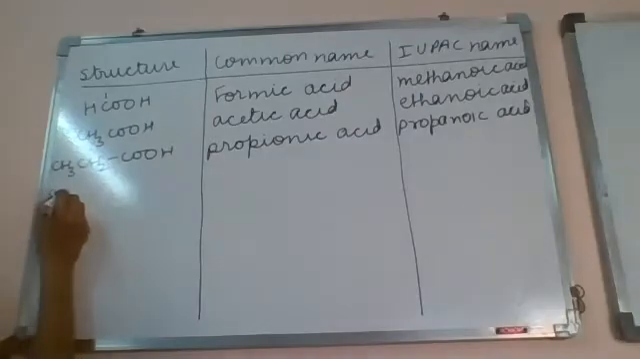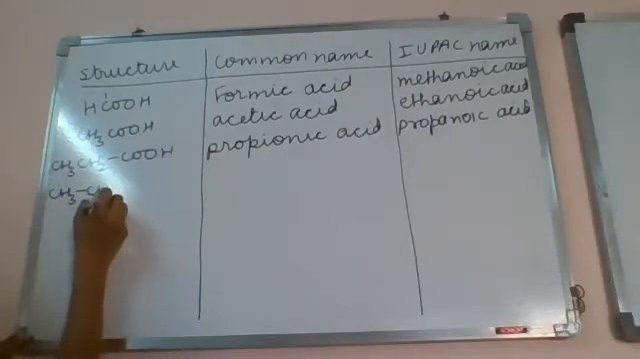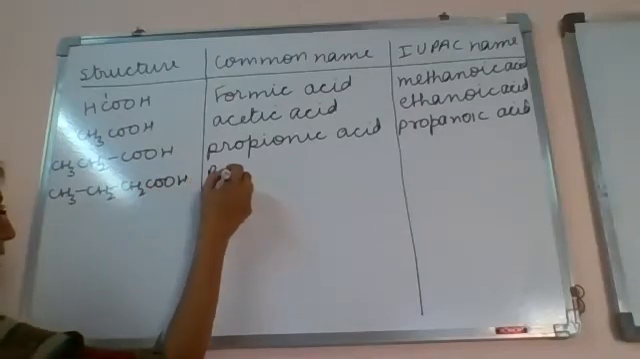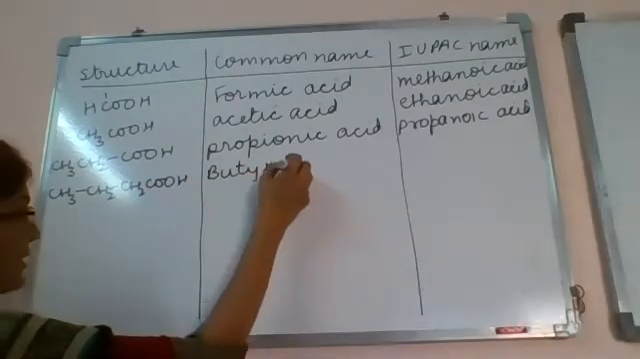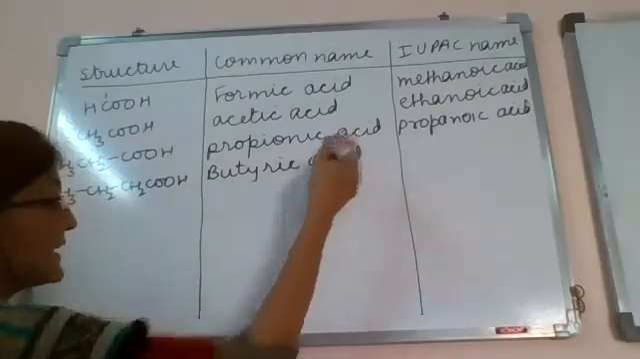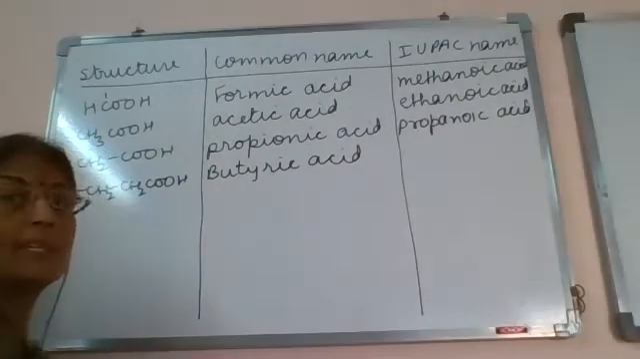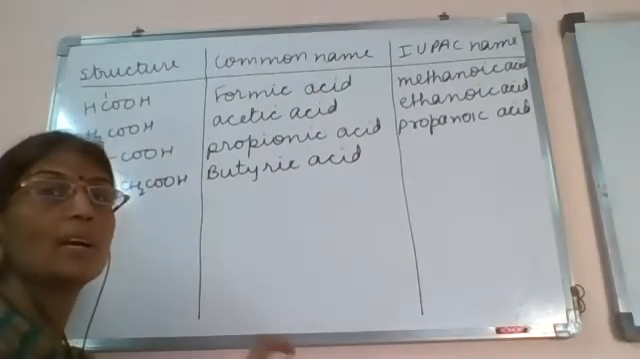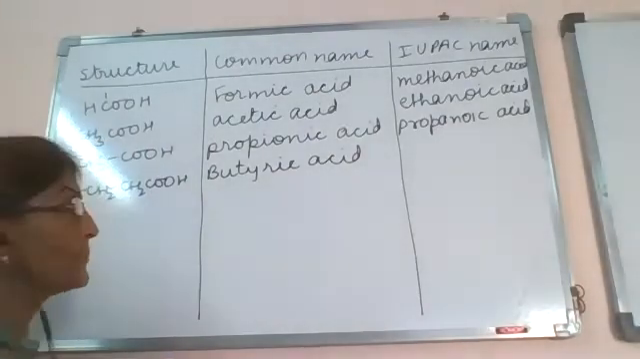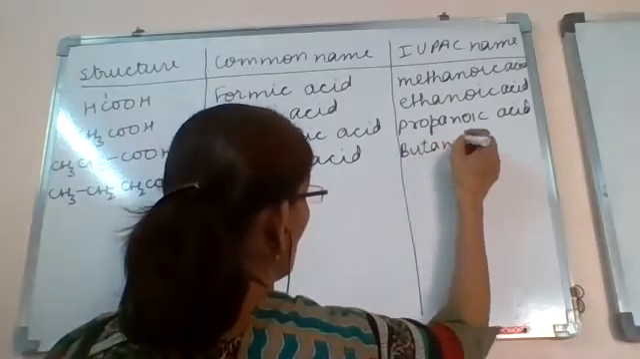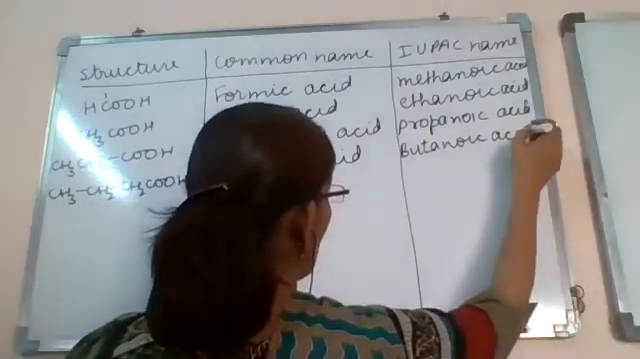So there are 4 carbon atoms. It is called butyric acid. This is found in rancid butter. Butyric acid is present in rancid, spoiled butter. Once it was asked in JEE exam, rancid butter contains butyric acid. Its IUPAC name is butanoic acid.